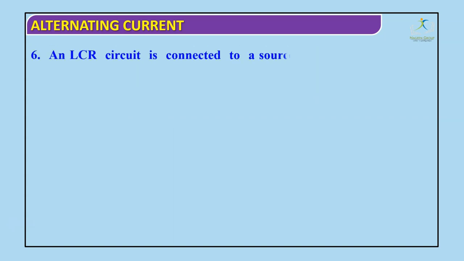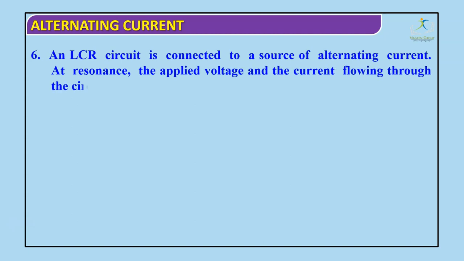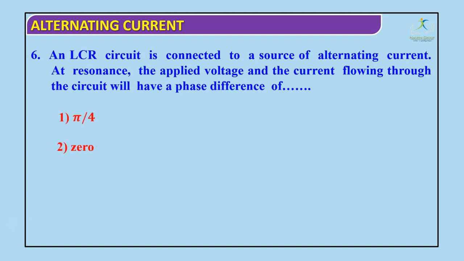Next question we have: an LCR circuit is connected to an AC source, alternating current. At resonance, the applied voltage and the current flowing through the circuit will have a phase difference of pi by 4, 0, or pi by 2. The correct answer for this question is 0.